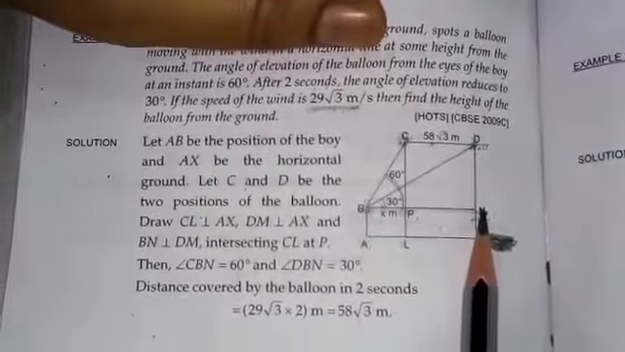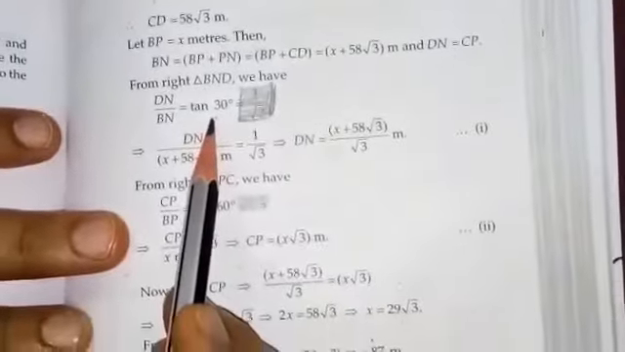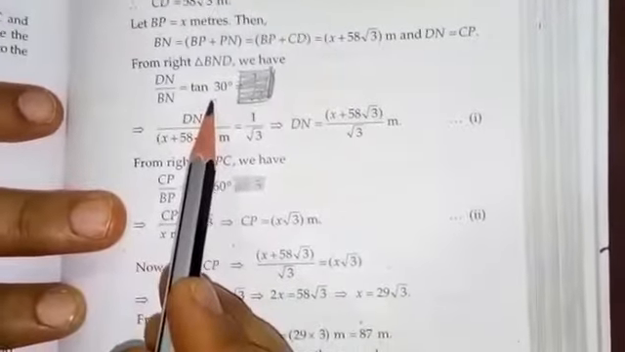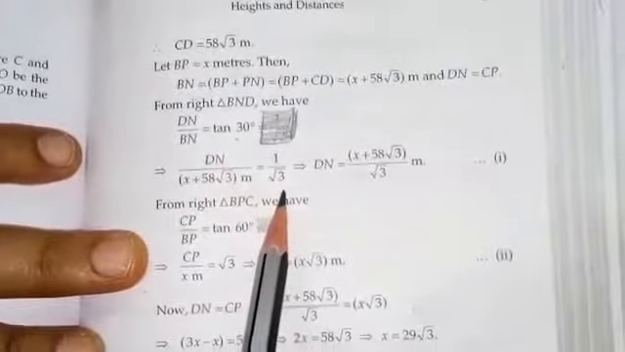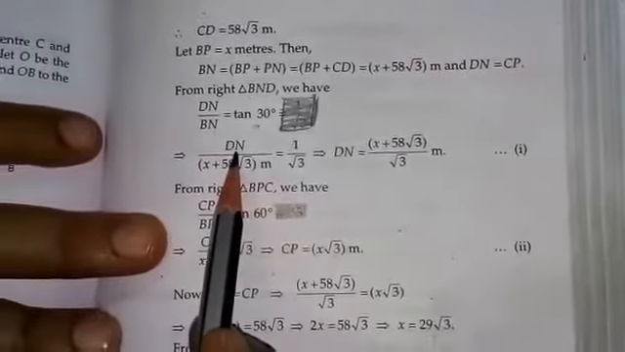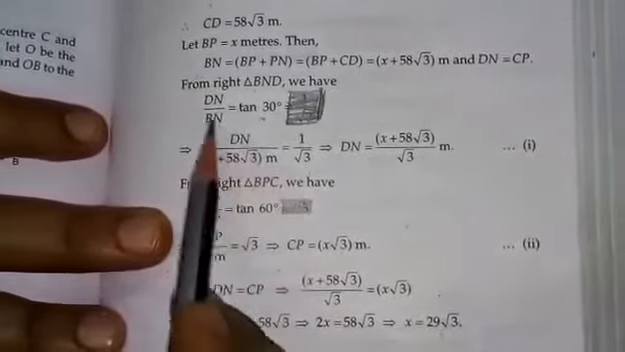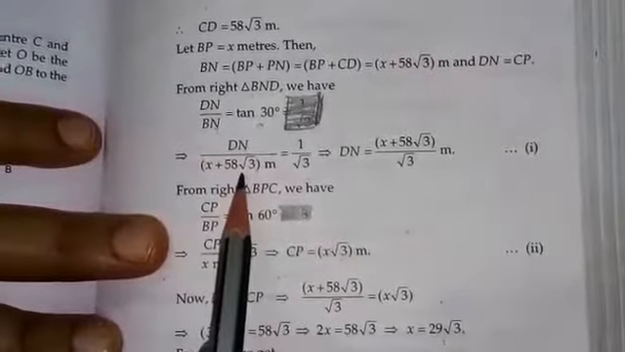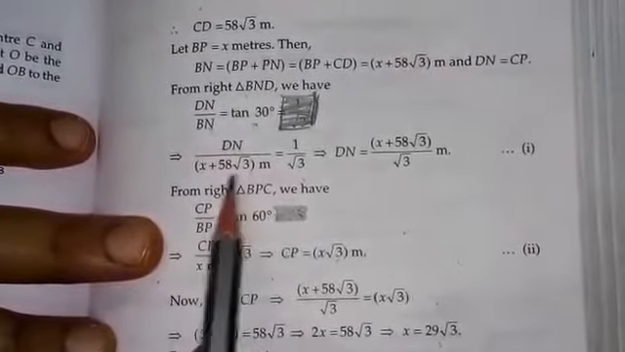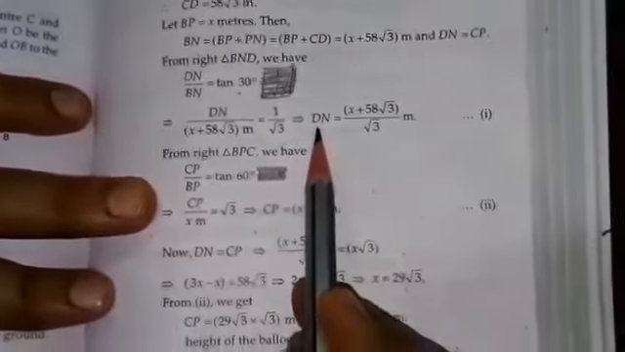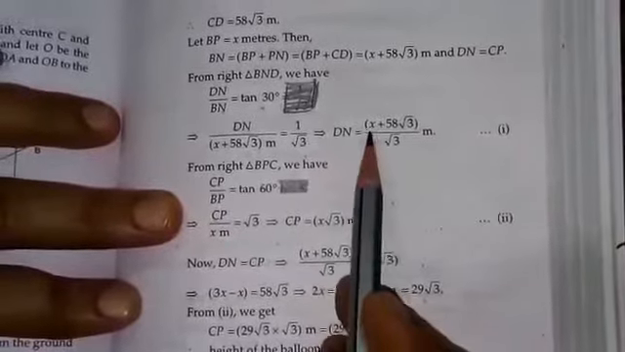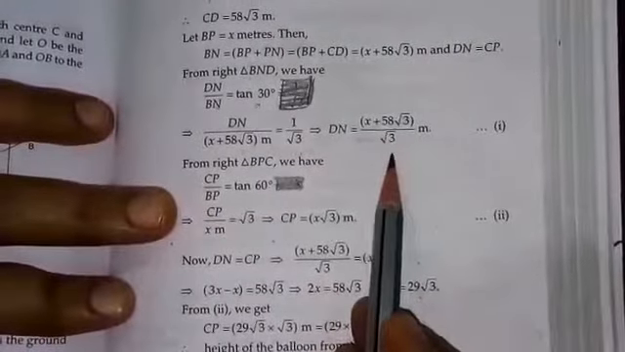So tan 30 degrees, see that here? Tan 30 degrees is equal to opposite DN by the adjacent BN. Tan 30, we know the value from the table is 1 by root 3. DN is not known, so as it is over BN, which is X plus 58 root 3. So cross multiply and let's find DN. So DN is X plus 58 root 3 by root 3 meters.